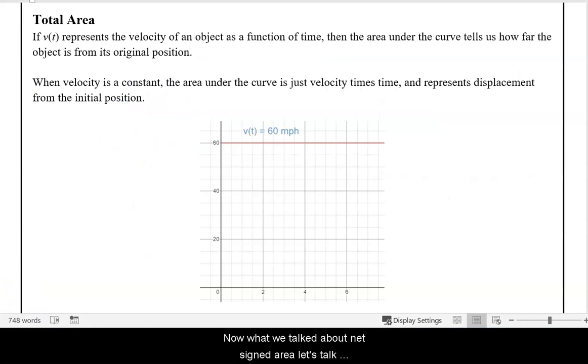Now that we've talked about net signed area, let's talk about total area. Total area and net area are not the same. Your total income is the amount of money that you are paid on a yearly basis, split apart into whatever the number of payments you receive per year. If you compare that to your actual paycheck, they're definitely not the same.